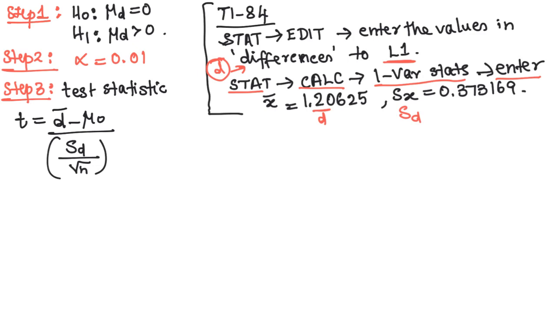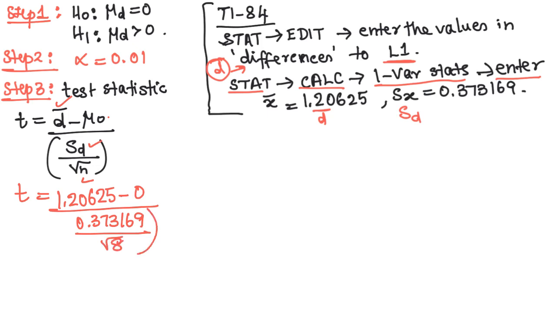So I can use those values here, and n we know is 8, and mu 0 is 0 because mu d equals mu 0 means mu 0 is 0. So let's substitute those values to find the test statistic. D bar is 1.20625 minus 0, and entering this into the calculator, you'll get 9.1427.